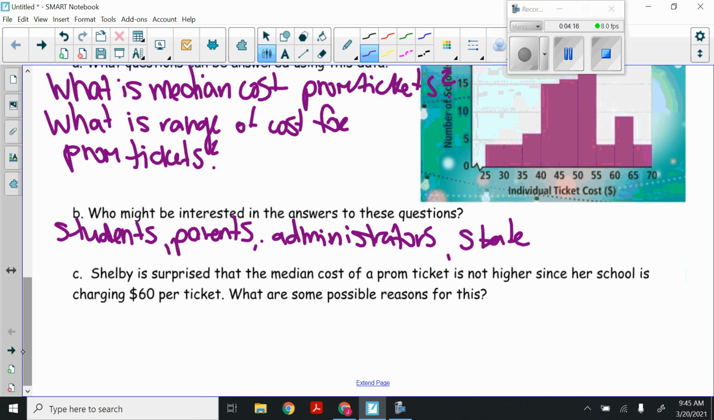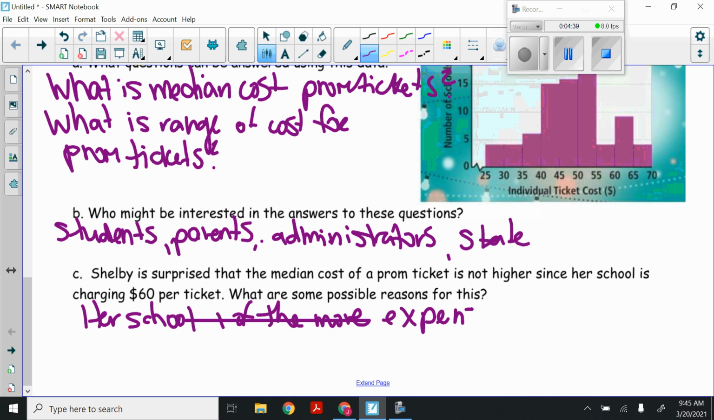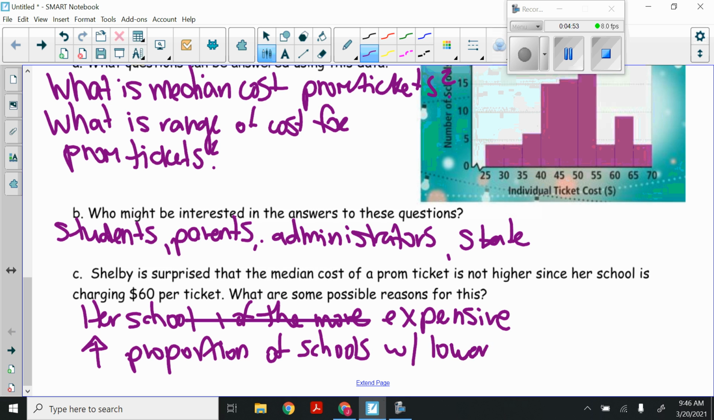And then it says, Shelby is surprised that the median cost of a prom ticket is not higher, since her school is charging $60 per ticket. What are some possible reasons for this? Her school is more expensive, right? It's just her school, one of the more expensive. I would say there was a higher proportion of schools with a lower cost for prom tickets.